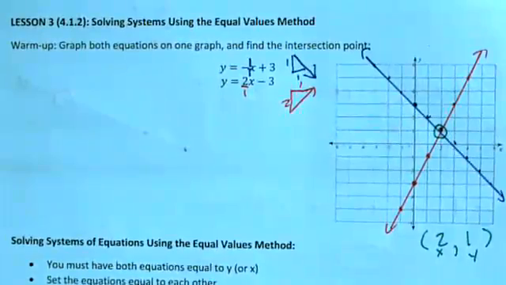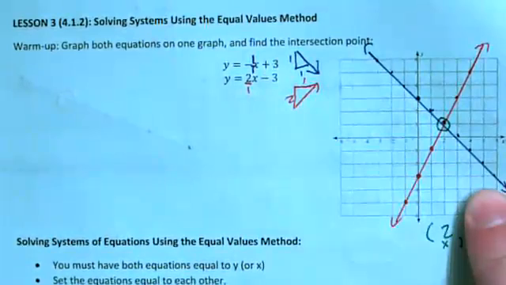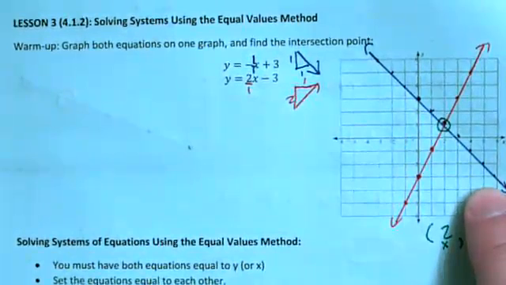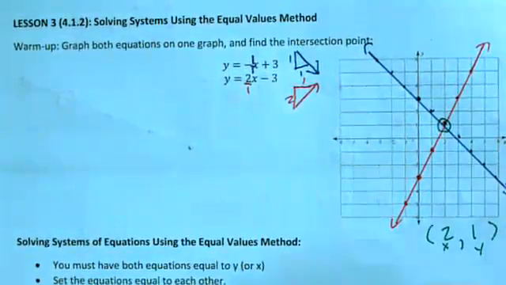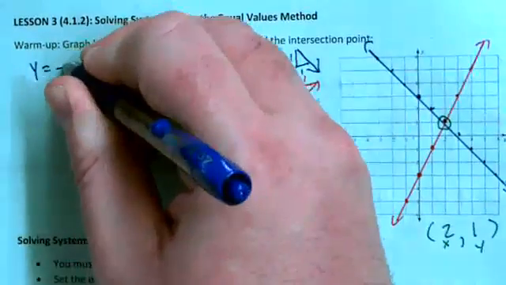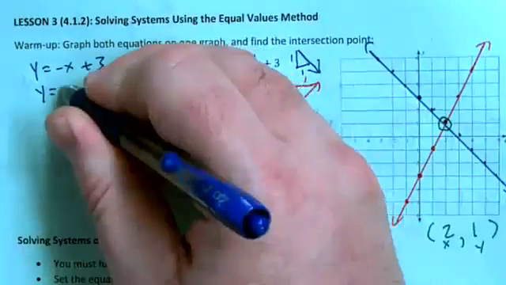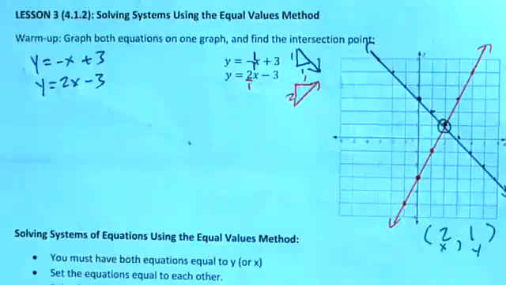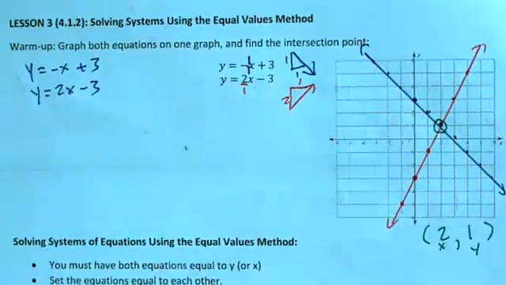Okay. Here we go. So that's how we do it with a graph. I want to show you how we can solve this equation without a graph. So algebraically, how we can solve this system of equations. Could you, over here where you've got a little space, rewrite your two equations: y equals negative x plus 3 and y equals 2x minus 3. So I'm just rewriting the same thing that we had over here.